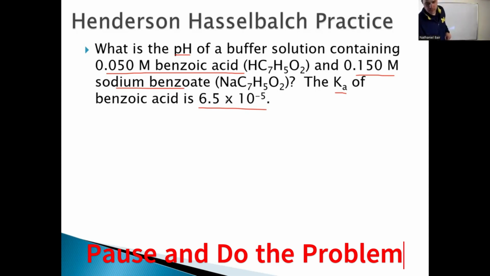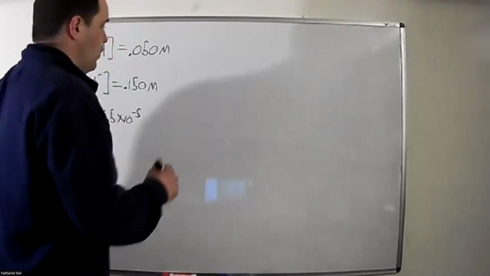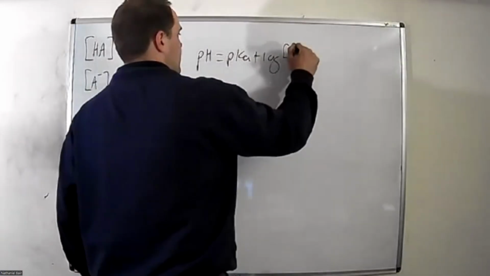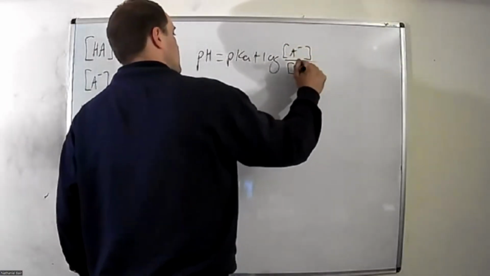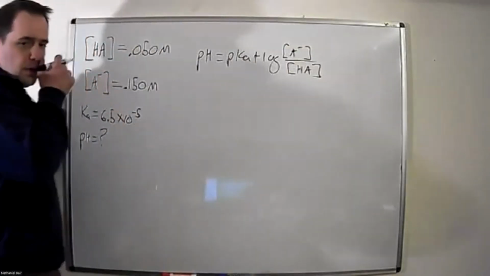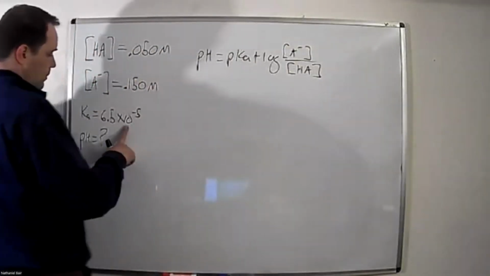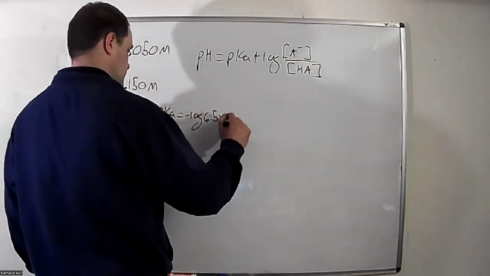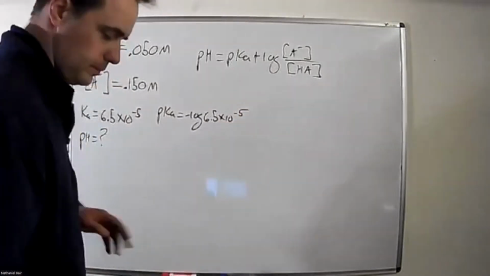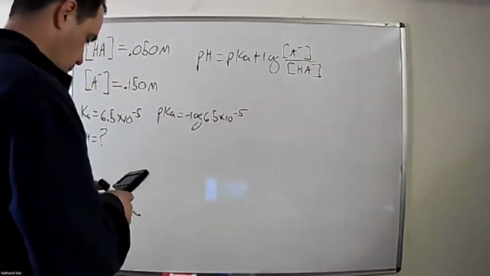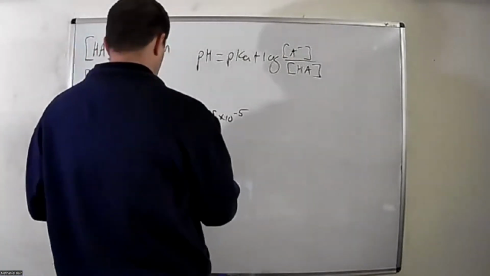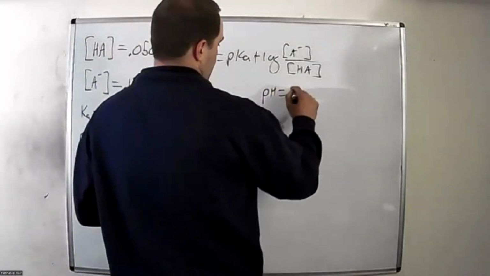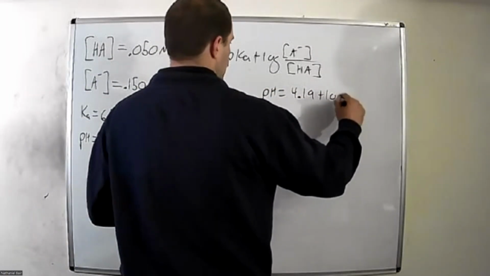All right, let's see how you did. So the Henderson-Hasselbalch: pH equals pKa plus the log of the base concentration, that was the sodium benzoate, divided by the acid concentration, benzoic acid. So first thing, we need to get a pKa. So pKa equals the negative log of 6.5 times 10 to the negative fifth. The pKa equals 4.19.